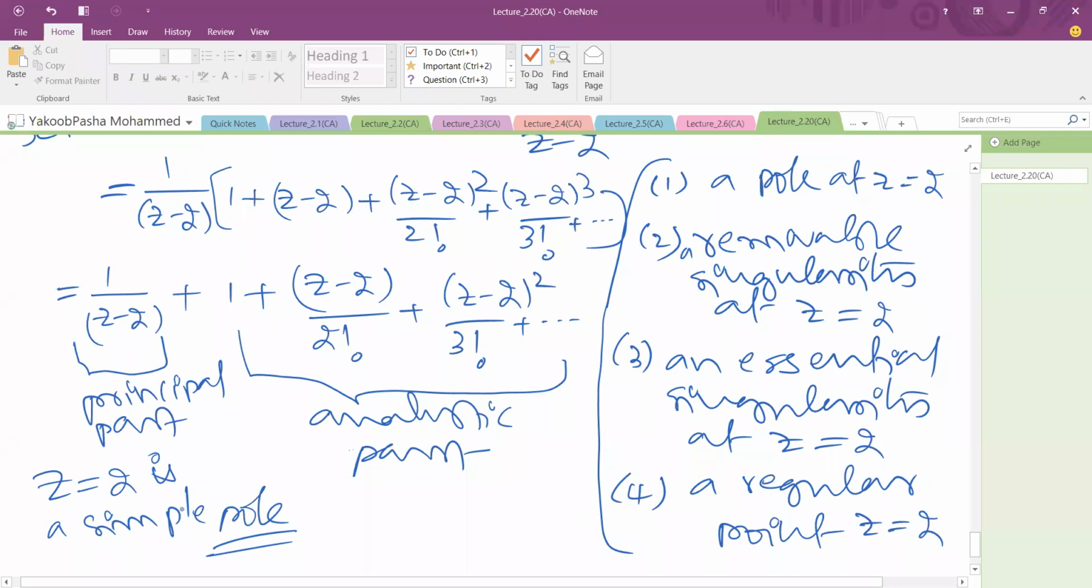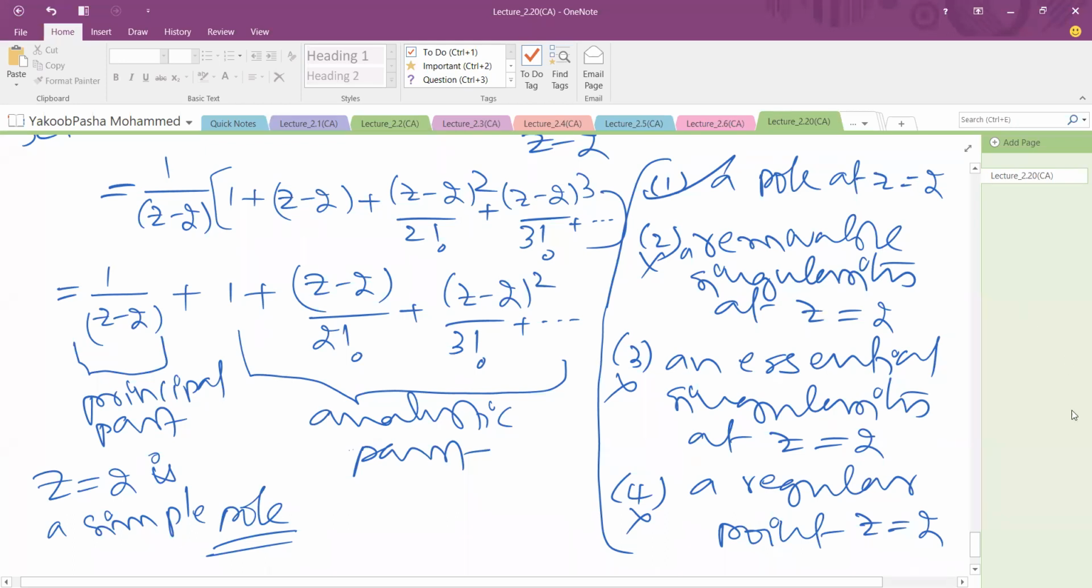Okay. First I am taking the first option, a pole at z is equal to 2. A removable singularity is not available. Essential singularity: the principal part has only a finite number of terms. Regular points. So it is a pole at z is equal to 2. Okay. But it is a simple pole. We can observe it is clearly not essential. Okay. Now, we can take another problem.